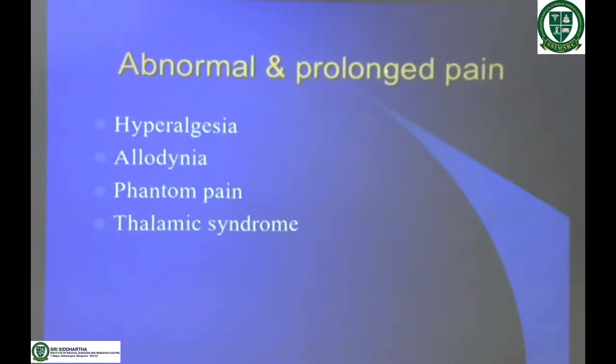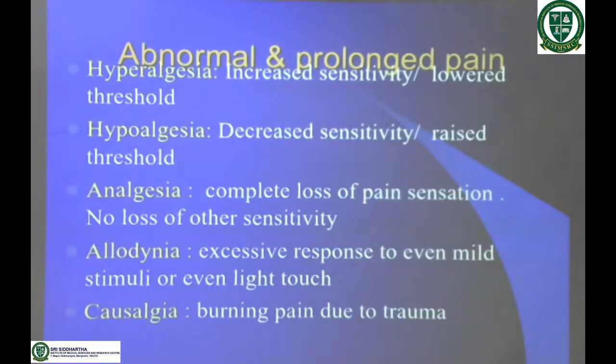Next, abnormal and prolonged pain. Abnormalities which lead to prolonged pain are hyperalgesia, allodynia, phantom pain, and thalamic syndrome. These are all important aspects you learn, where we will see the thalamus and others. The definitions I am going to explain. What is hyperalgesia? Its name indicates it is increased sensitivity or lowered threshold. Hypoalgesia is decreased sensitivity or raised threshold.